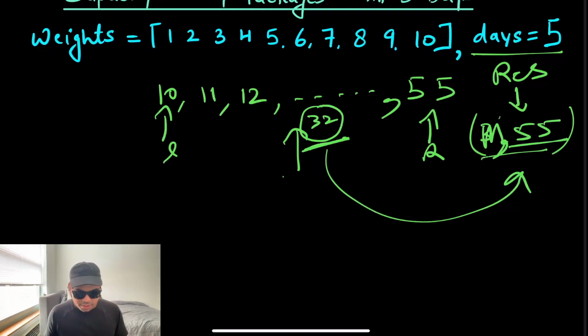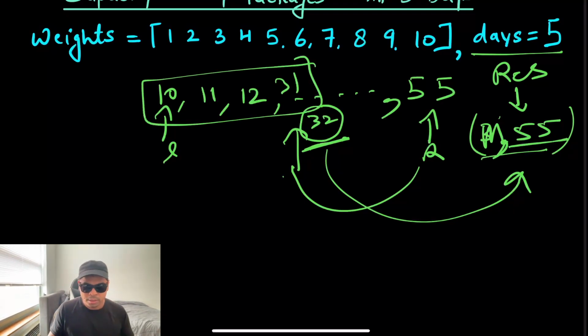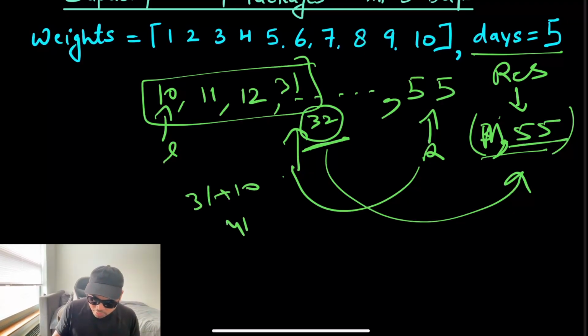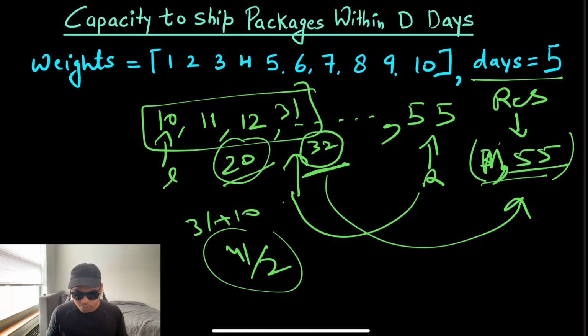Okay, all right. So if this is the case, we'll keep bringing my right pointer to mid minus 1, so that will now be 31. So now this is the range we should be looking at for my next minimum capacity. Later you'll realize 31 plus 10 is 41, divided by 2 will be 20, and then again you'll realize 20 is a little greater than 15, which should be the answer that we just found from the brute force solution.